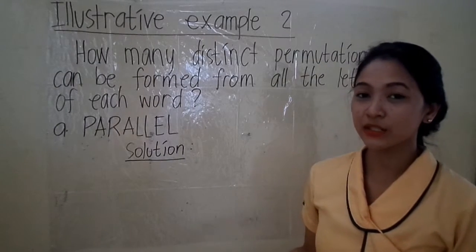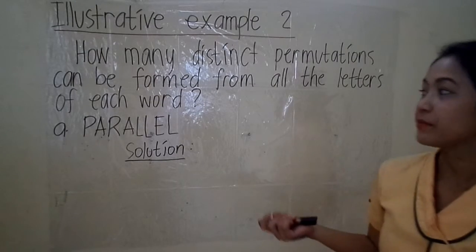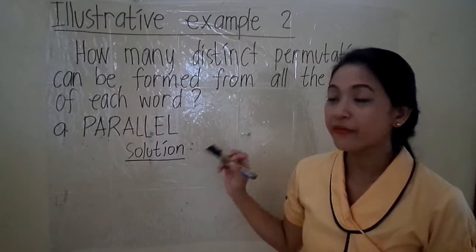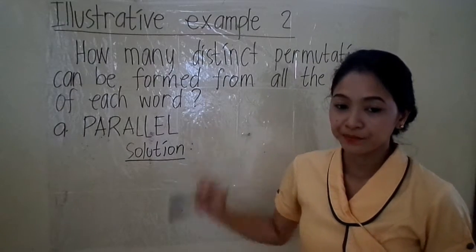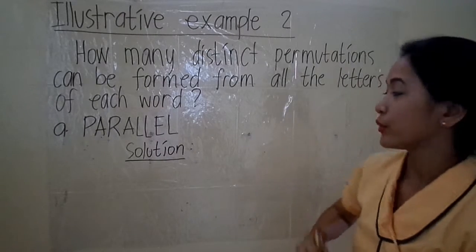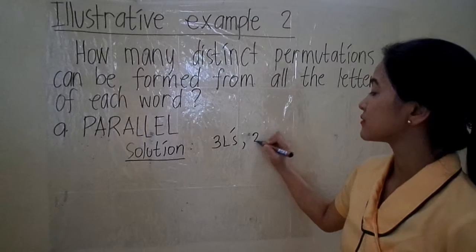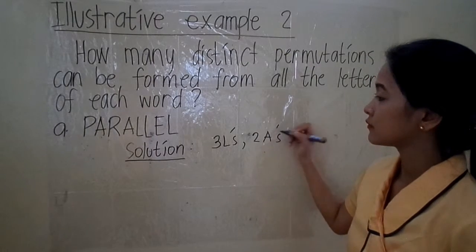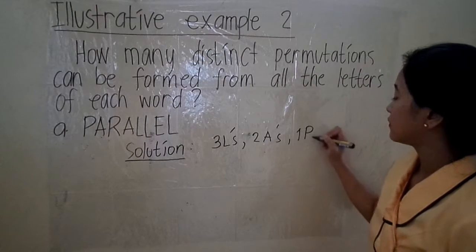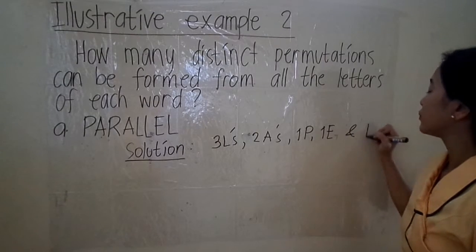Our second illustrative example is, how many distinct permutations can be formed from all of the letters of each word? So we have first the word parallel. So there are 8 letters in the word parallel with 3 L's, 2 A's, 1 P, 1 E, and 1 R.